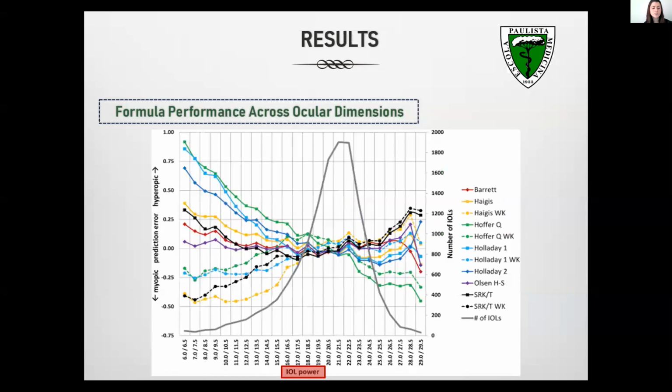This other figure illustrates the variation in the prediction error within different IOL powers for SN60WF, as well as the frequency distribution of the IOL implants. You can see here that where most of the IOLs implanted are concentrated, the formulas had small variation, with much more variation between formulas at the extreme values of IOL diopters.